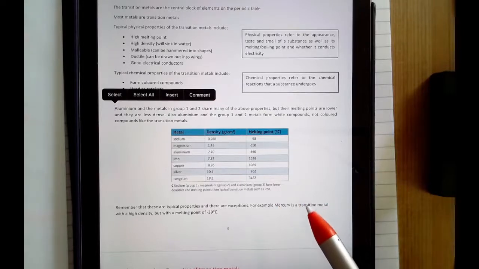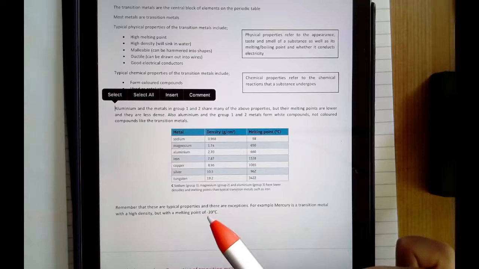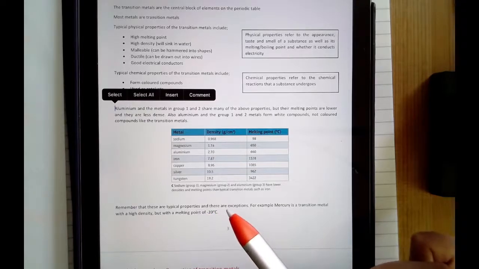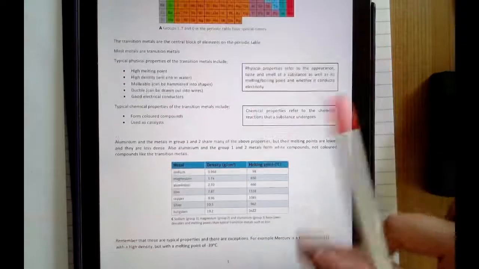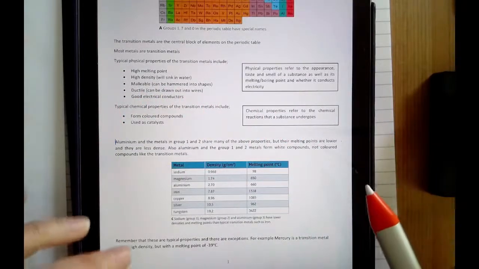Mercury is a transition metal. It does have a high density, but it's got a low melting point of -39 degrees, and mercury is actually a liquid at room temperature. So yes, these are typical properties, but there will always be exceptions.